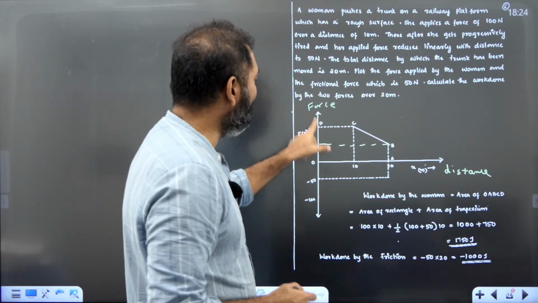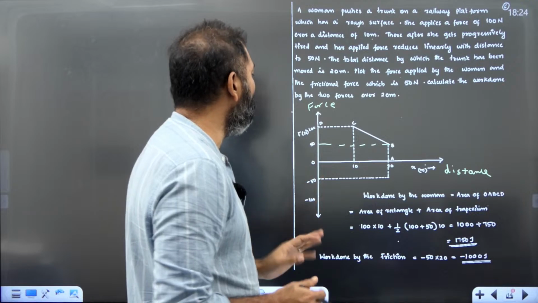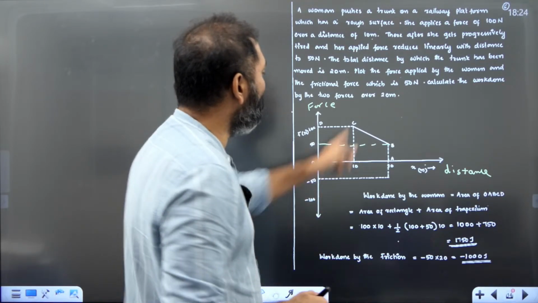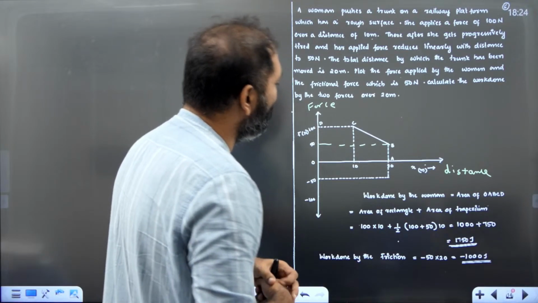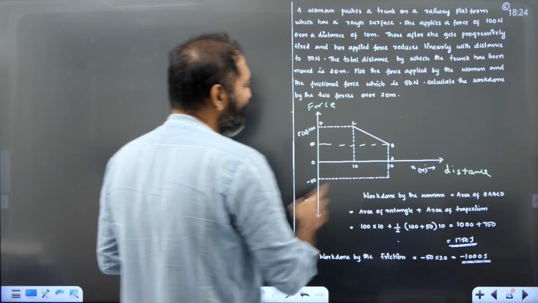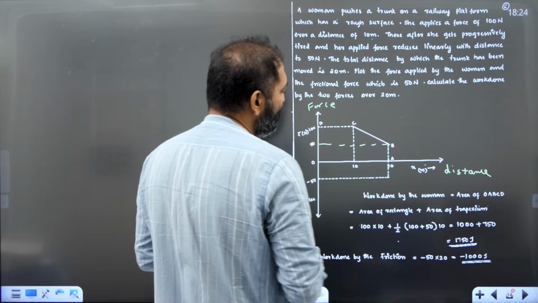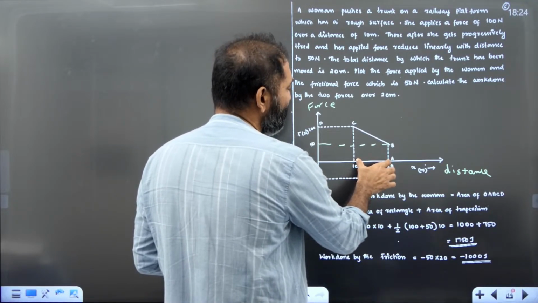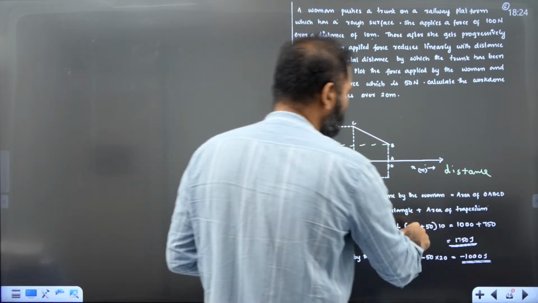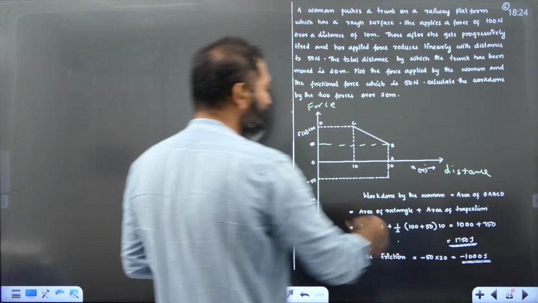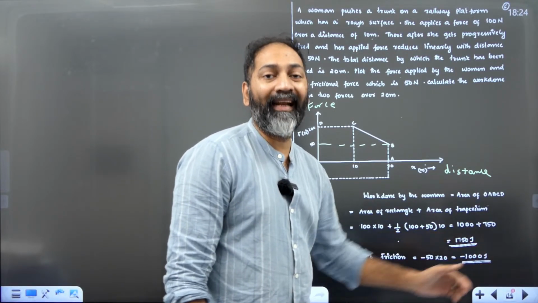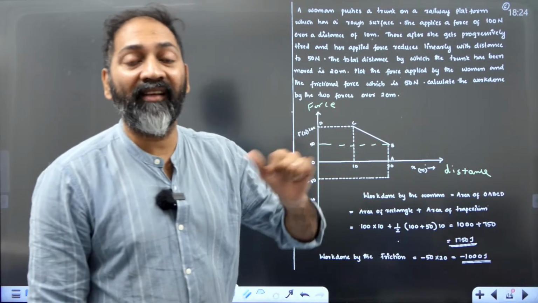How to find out area? First is what? A rectangle. What will be the area? 100 into 10, that is 1000. Next part is what? Trapezium. What is the area under trapezium? Half into h into a plus b. What is the height here? 10 to 20 means 10. And what is one side? 100. What is the other side? 50. So half into 10 into 100 plus 50. So what is the work done by the woman? 1750. But in that work done, there is a frictional force.